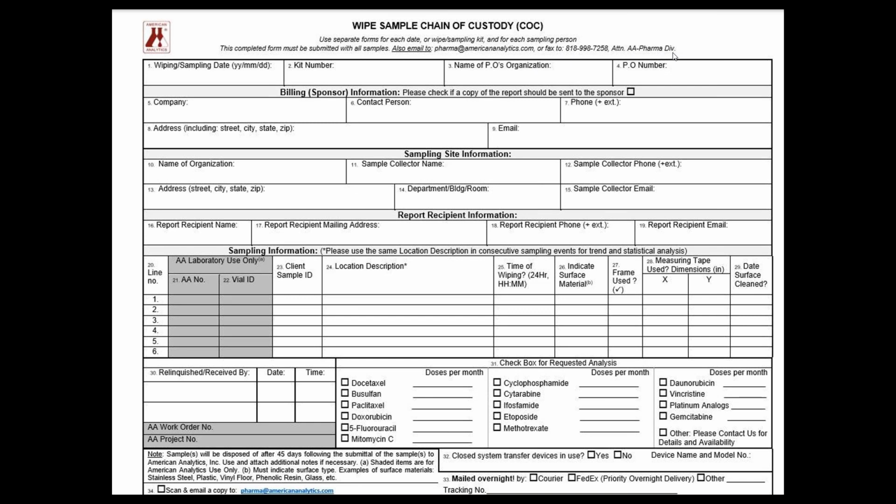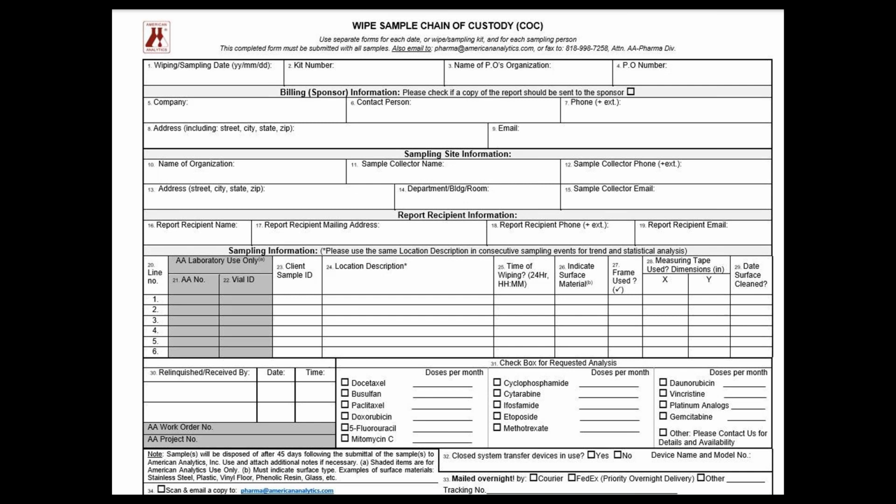All right, so now you've completed your samples and you're ready to fill out the chain of custody. You're going to enter the date that you collected your samples. The next item here is the kit number. And what we've done is we've actually provided stickers in the kit with our kit number already on there. And so you can just put the sticker that's provided in the kit, just put the sticker right there on your chain of custody form.